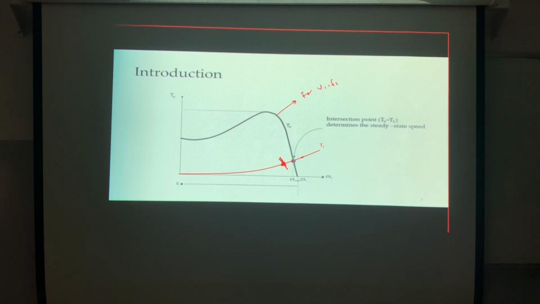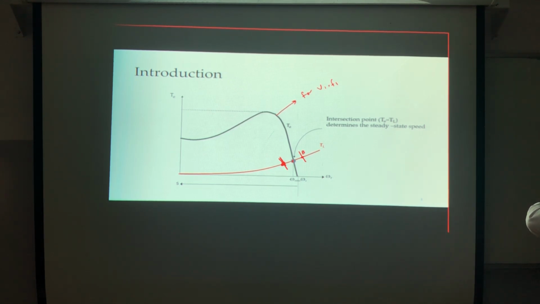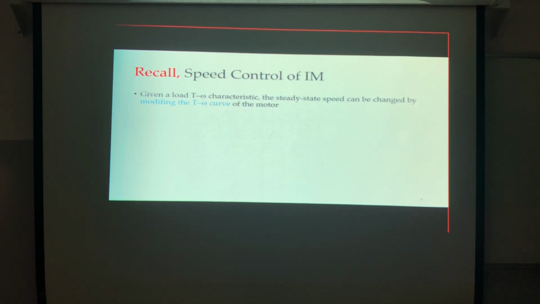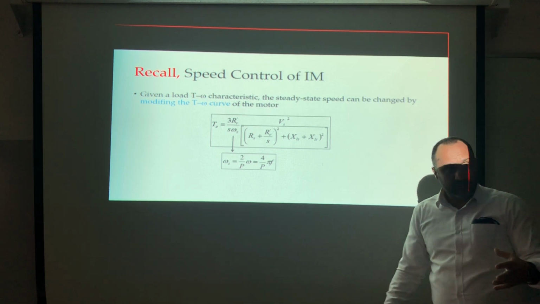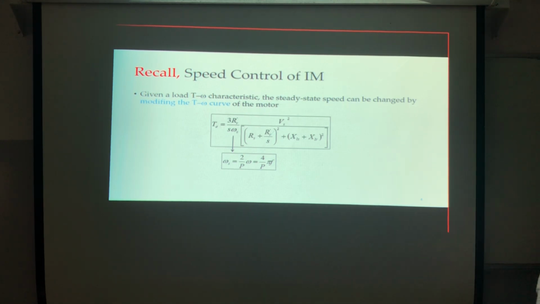If I need to operate at point B, let's say here, I need to modify the torque speed characteristic such that the intersection will be at the operating point. So I need to do a modification, correct? Now let's see what kind of modification I can do. This is the torque speed characteristic that we got from the per phase equivalent circuit, yes? Now, how can I control the speed?